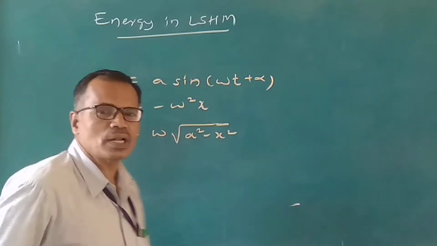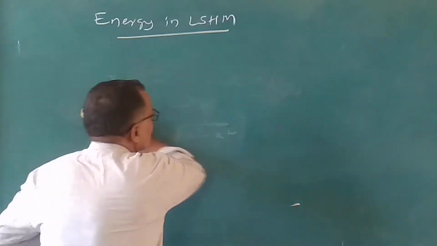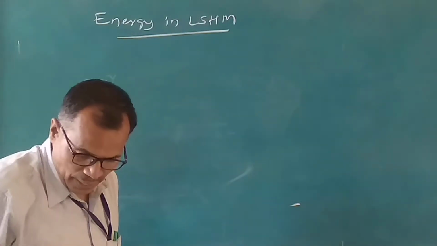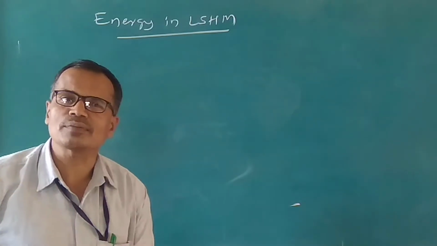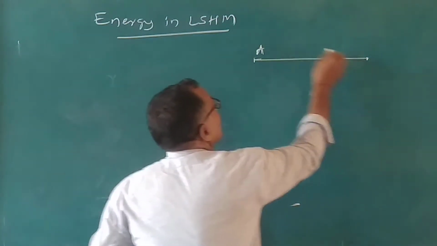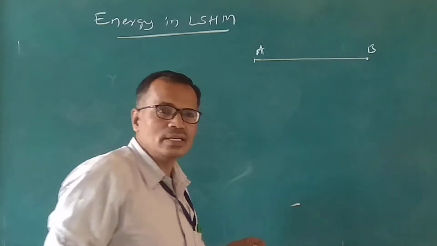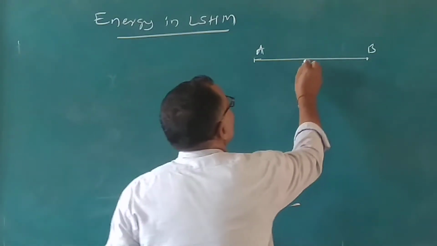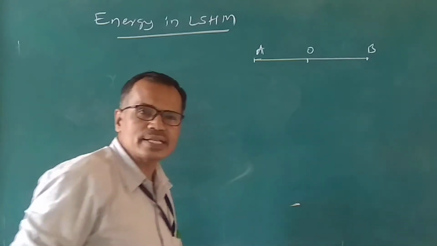Energy in a linear simple harmonic motion. So let us consider the particle is performing linear simple harmonic motion along the path AB. That is A and B. These are the extreme positions, and O is called the mean position.